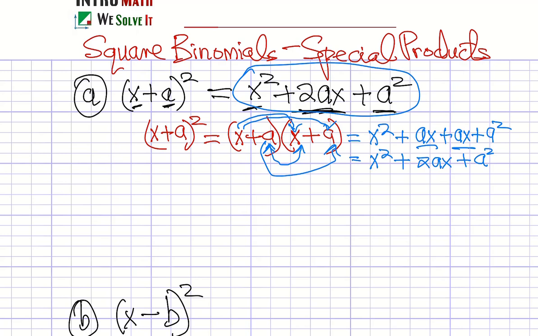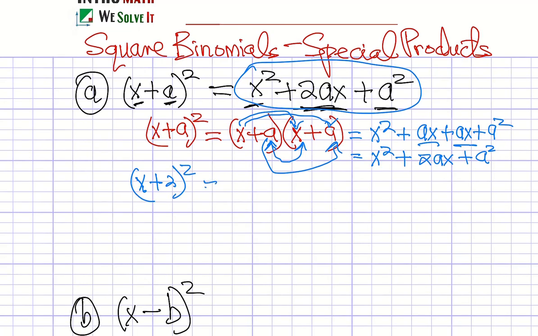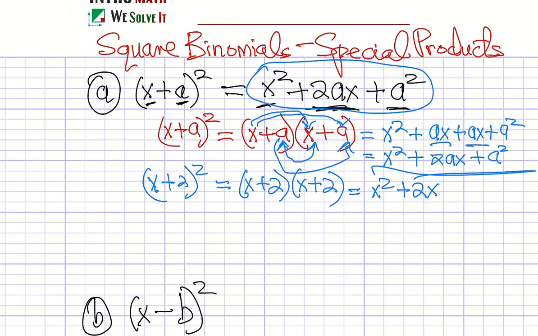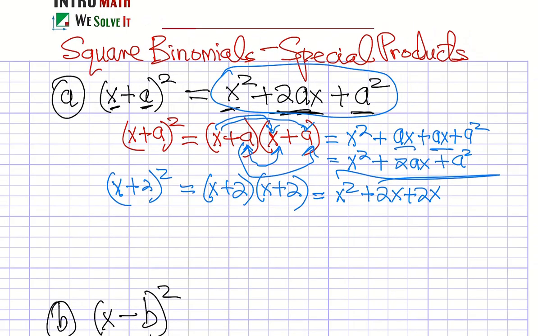Then let me give you an example. Let's say x plus 2, and we square it. You do the same way we just did over here. It's the same thing as x plus 2 times x plus 2. If that helps you, you multiply it like that. x times x is x squared, right? Then x times 2 is 2x. And then 2 times x again is 2x. And then 2 times 2 is 4. It's 2 squared.